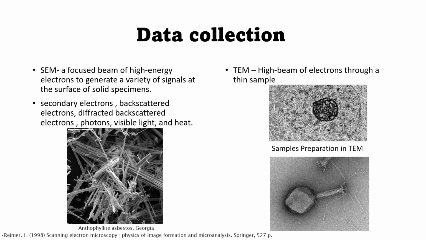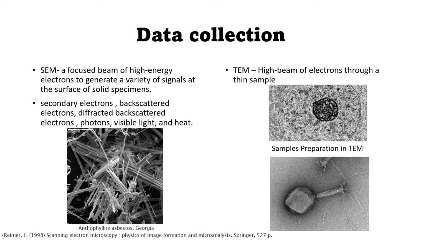As previously discussed, SEM is a focused beam of high-energy electrons used to generate a variety of signals at the surface of a solid specimen. Now, these signals can be produced by secondary electrons, backscattered electrons, diffracted backscattered electrons, photons, visible light, and heat. These are all things which can be used to generate this image right here.